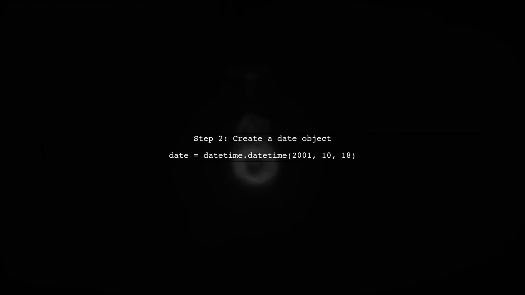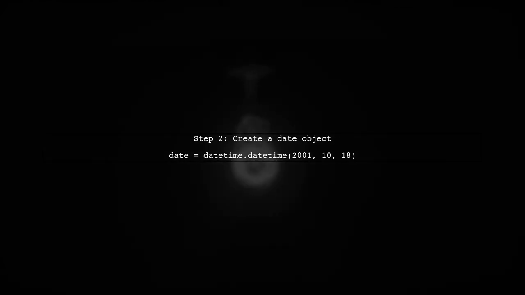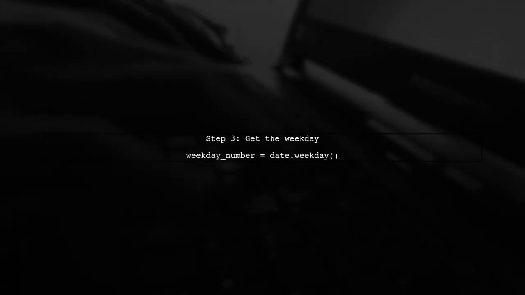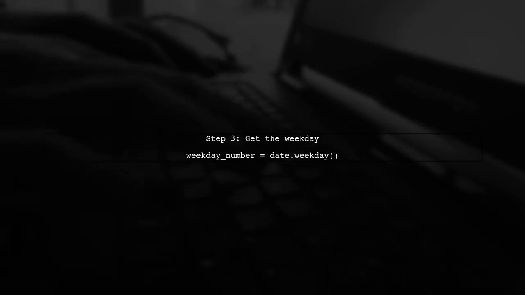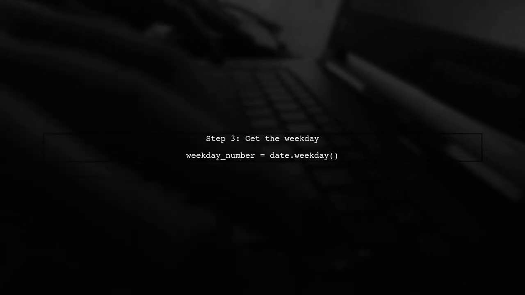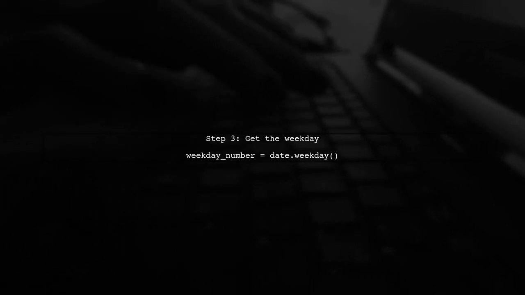Next, we need to create a date object for the specific date we want to analyze. In this case, we will use the date 2001-10-18. Now that we have our date object, we can use the weekday method to get the day of the week. This method returns an integer, where Monday is 0 and Sunday is 6.